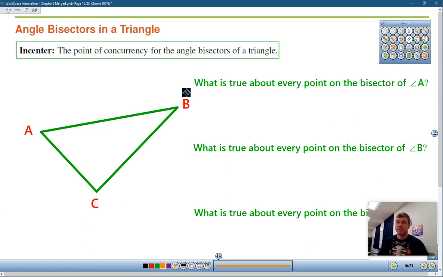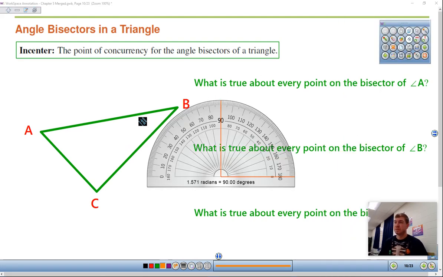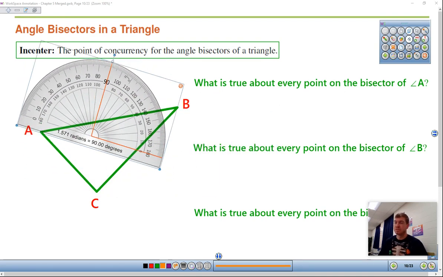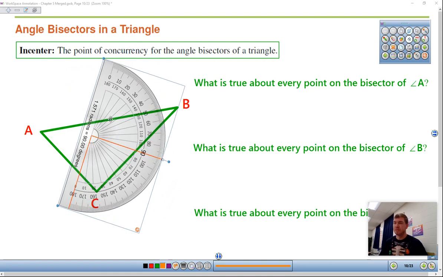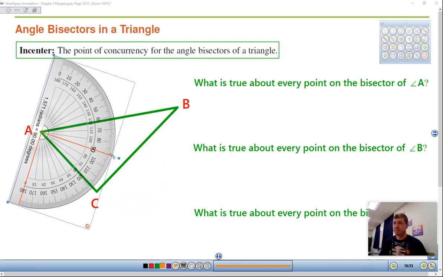Now we're going to find the angle bisectors of a triangle. Every triangle has 3 angles. We're going to bisect each of those and see what happens. We should probably use a protractor to find that. You actually would use a compass and a straight edge, but we're going to keep it a little simpler here.